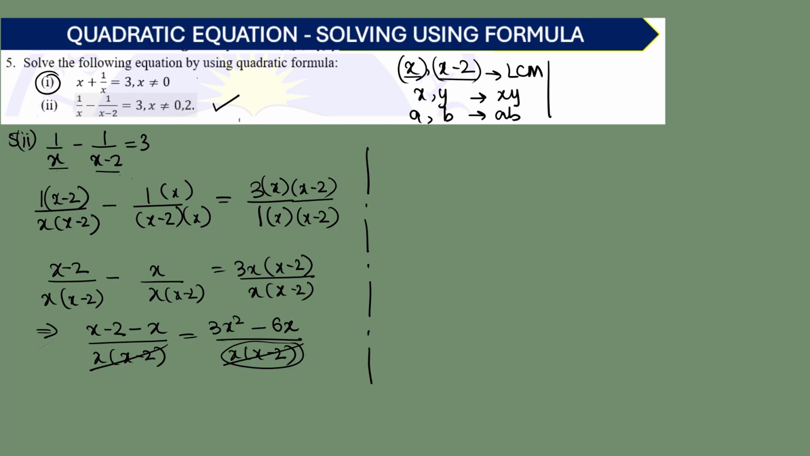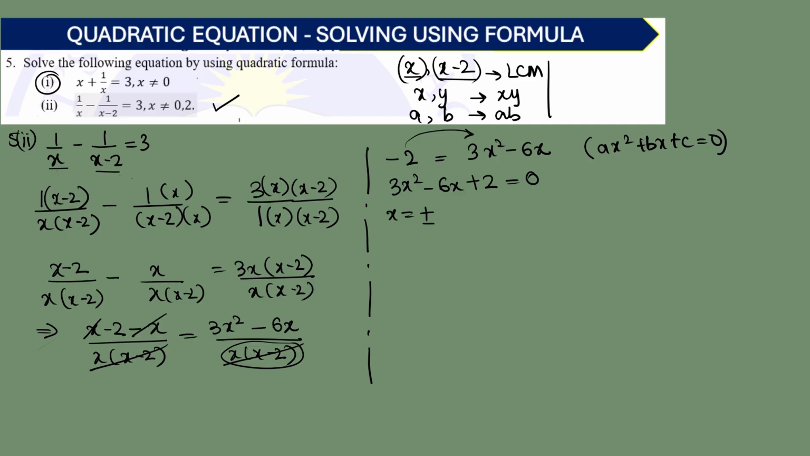We have x minus 2 minus x. What is x minus x? 0. We are only left with minus 2 here. This is equal to 3x square minus 6x. So can I take minus 2 on that side to bring it in standard form of ax square plus bx plus c is equal to 0. So the final quadratic equation will be 3x square minus 6x. Minus 2 goes on this side. Migration changes the sign is equal to 0. Now we have to use our formula.